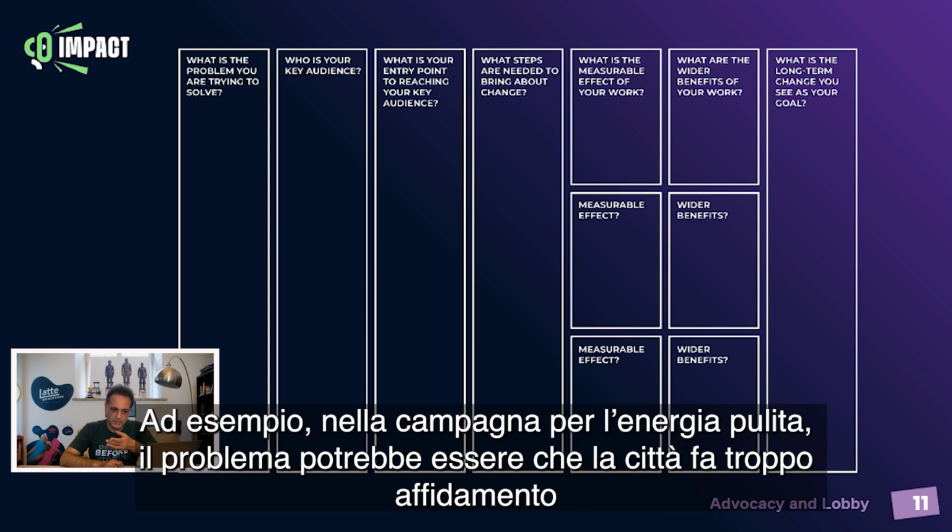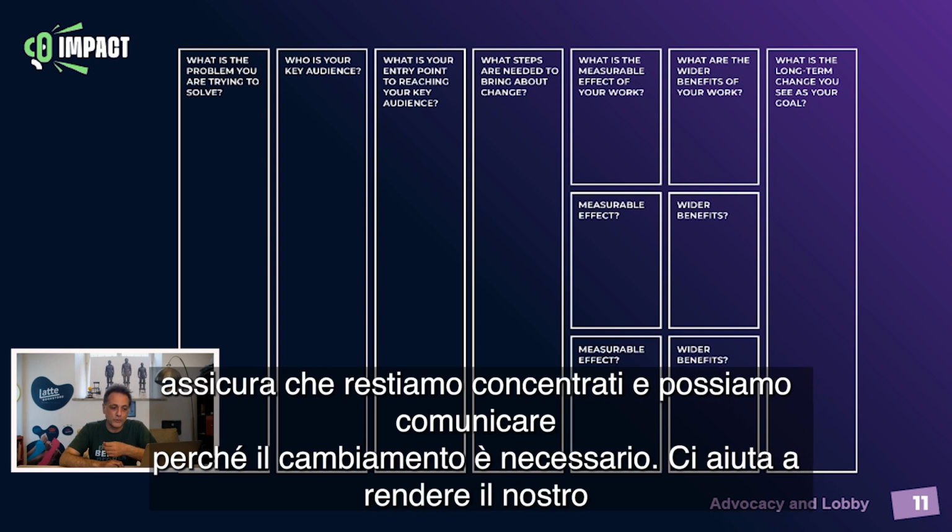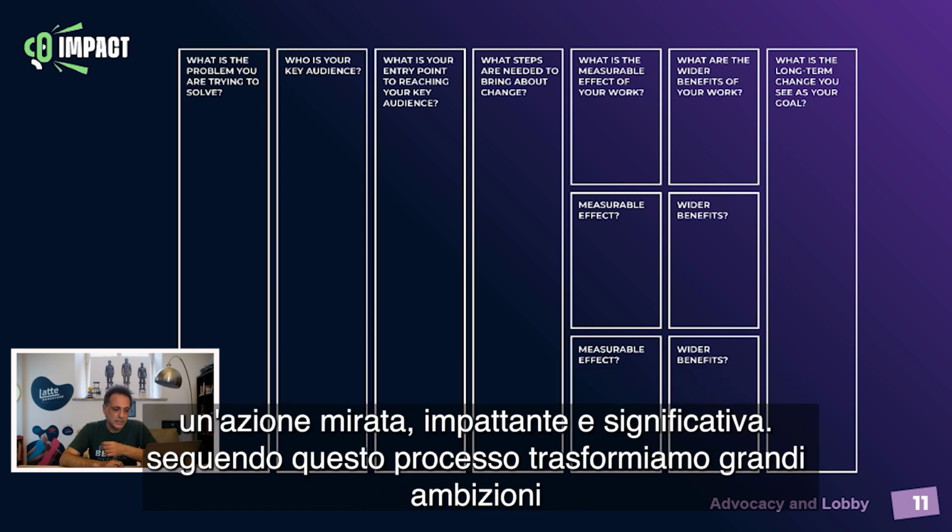For example, in the clean energy campaign, the problem might be that the city relies too much on fossil fuel, and this is leading to pollution and climate impact. Clearly defining this problem ensures that we stay focused and can communicate why the change is needed. It helps us make our action targeted, impactful and meaningful.